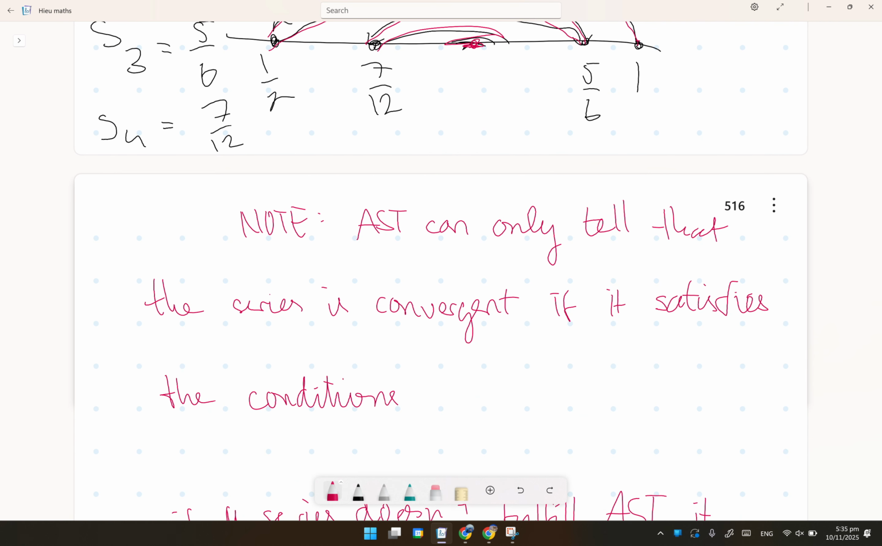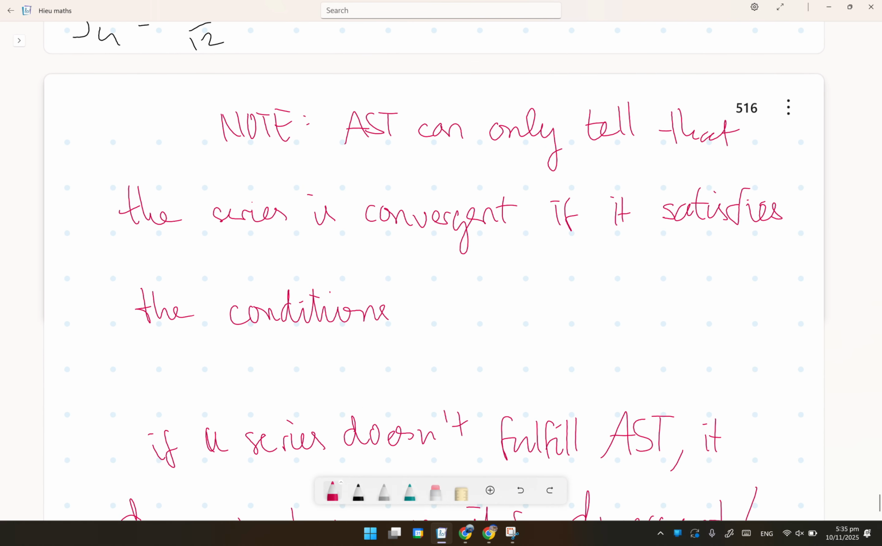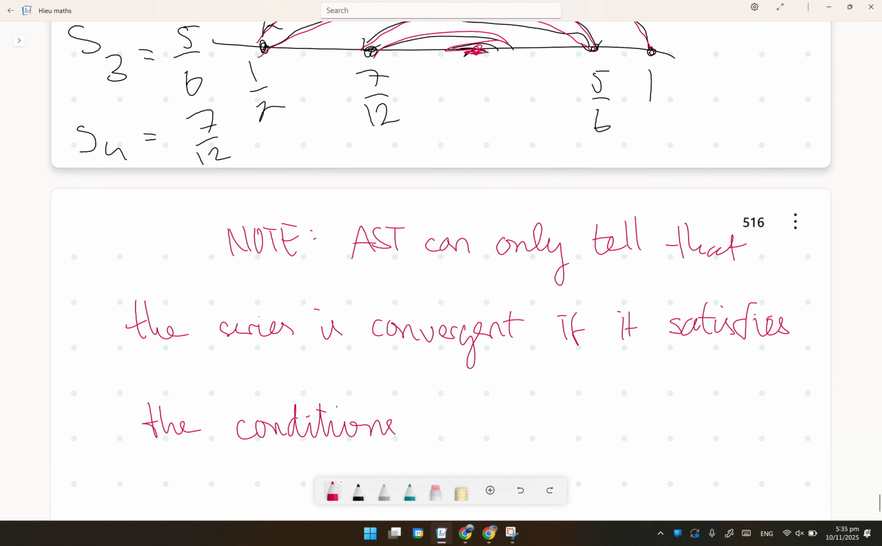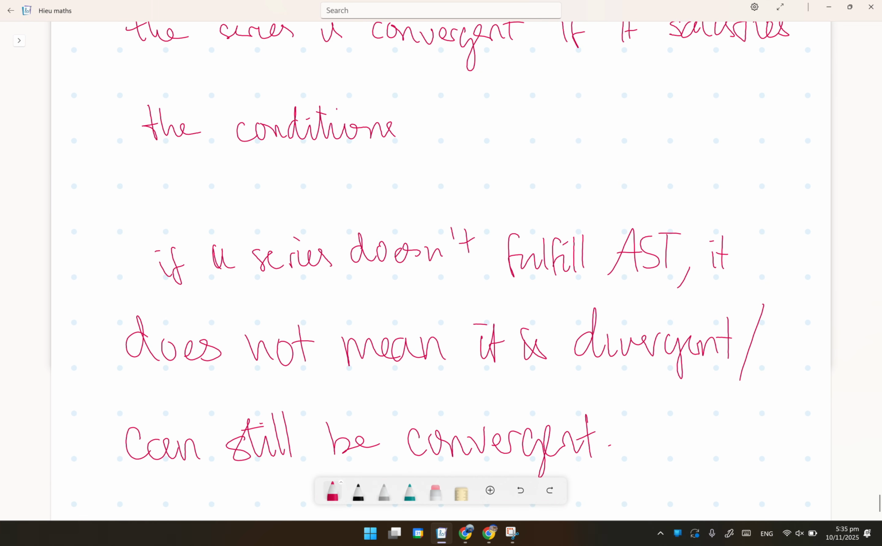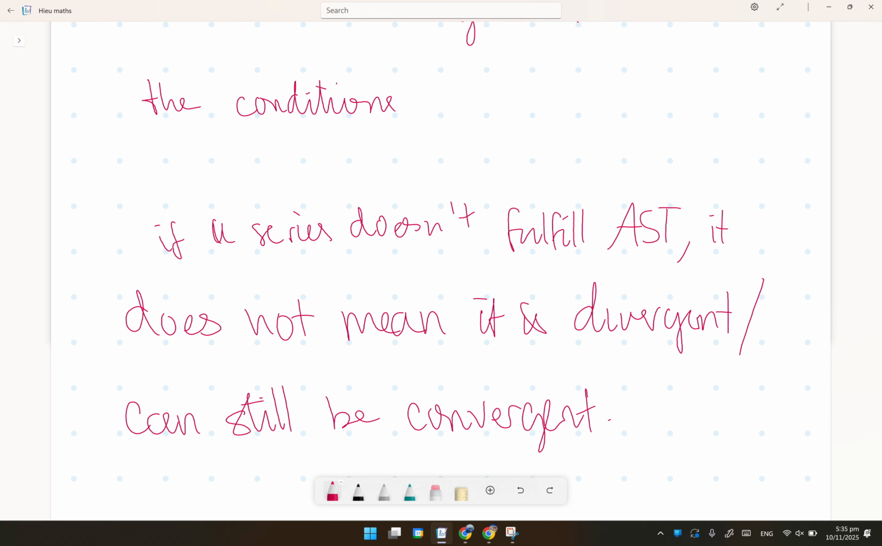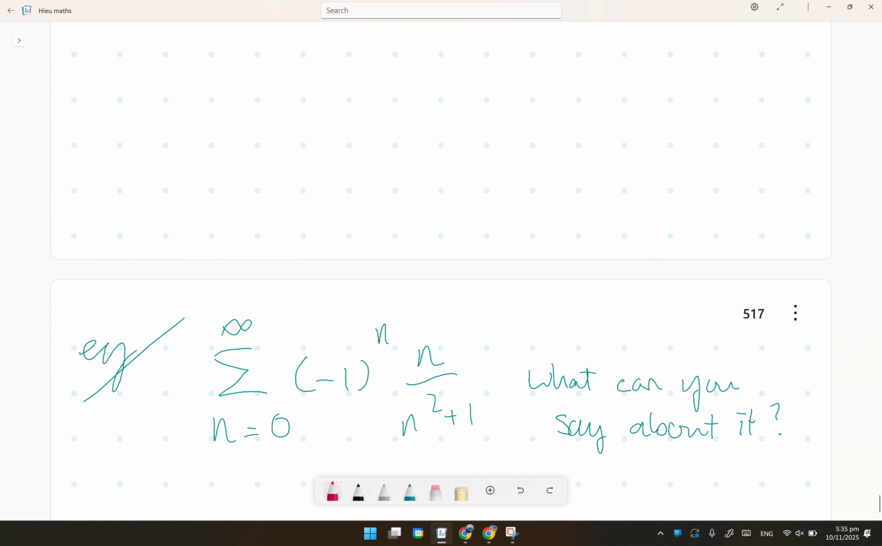A quick note, just like the other tests, AST can only tell you things within its limits. So for example, if the limit to infinity is 0, and if the sequence is decreasing, then it definitely is convergent. But if the limit isn't 0, or if the sequence isn't decreasing, it could still be convergent, right? It doesn't mean that just because it fails those two conditions of AST, it's divergent. No, that's not true. It could also be convergent in those circumstances as well. We have to do another test to find it out. That's just a quick heads up about those things.